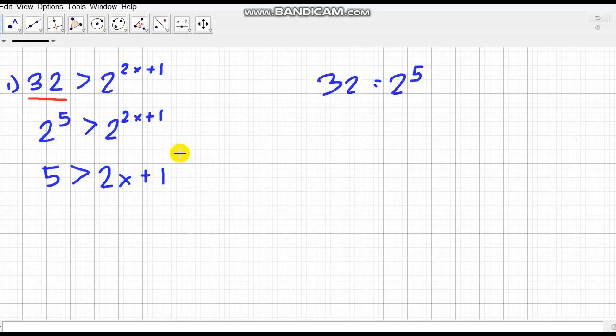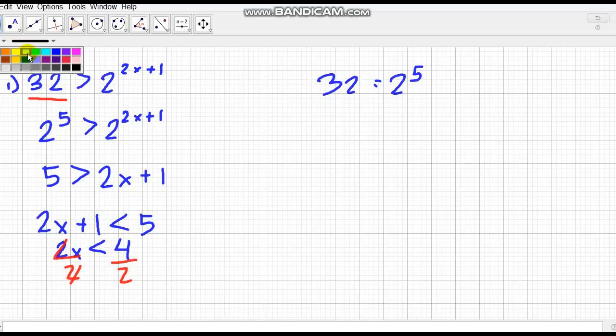From here, we can solve for the value of x. It's much better if we flip the left and the right side so that we can have the variable on the left side. It's much nicer if we do it that way. 2x plus 1 is less than 5. Note that if we flip the left and the right side, the inequality symbol also flips. So we transpose the 1 to the other side, subtracting both sides by 1. We'll have 2x is less than 4. Then, we divide both sides by 2.